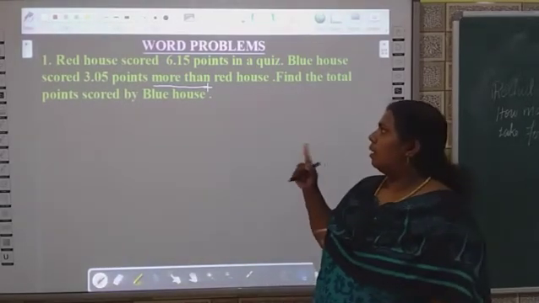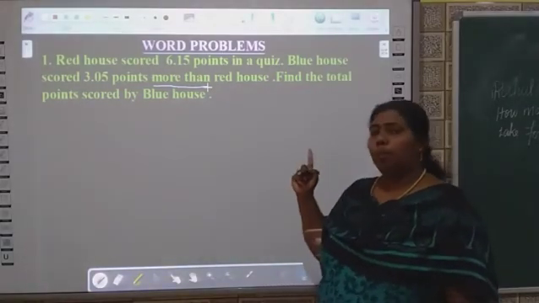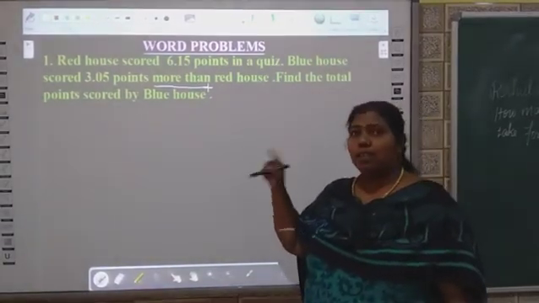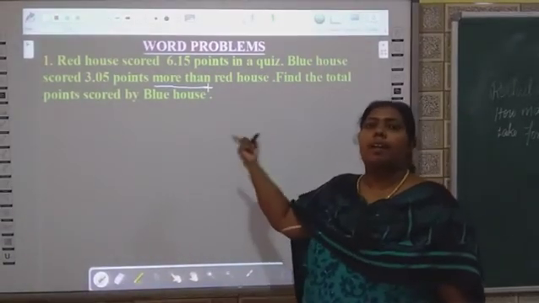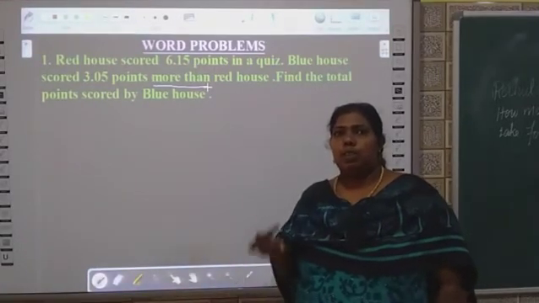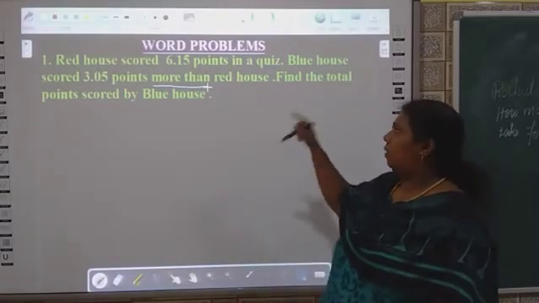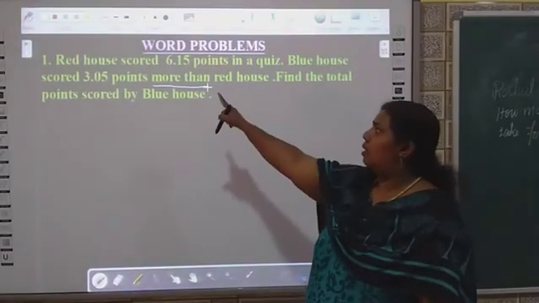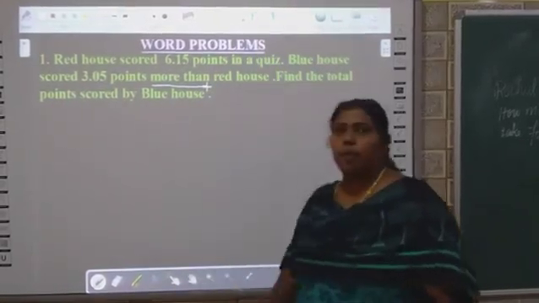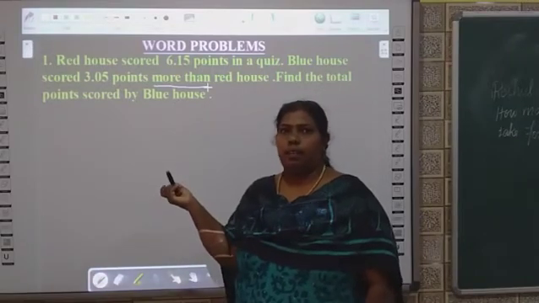See the first one, Red House scored how many points? 6.15. Then Blue House scored how much? 3.05 points more than Red House. Then which operation we are going to use? We are going to use addition, right? If you add Red House points plus this extra points, 3.05, you will know how many points Blue House got, right?